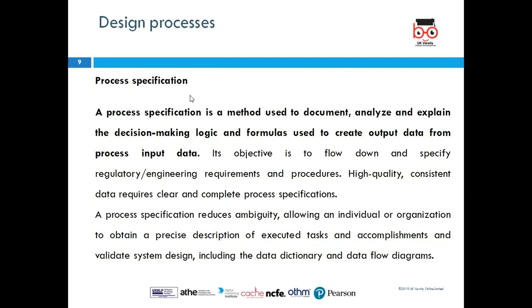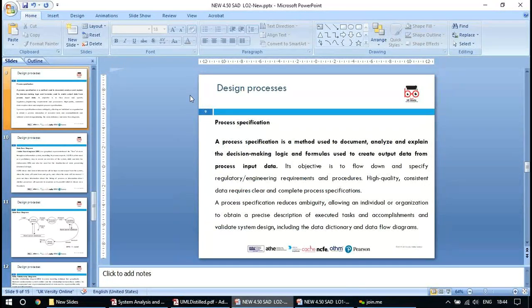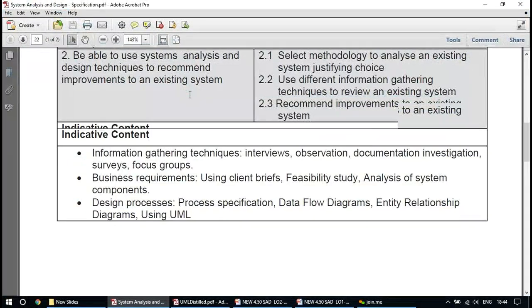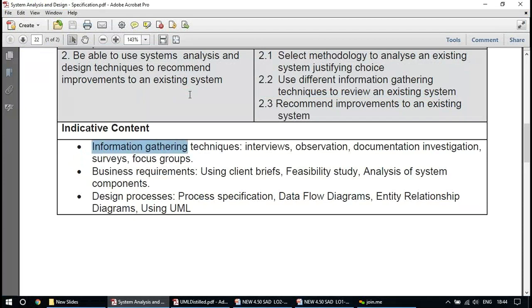Now next is the design process. So how you would be designing the project. Previously we discussed the information gathering using interviews, observation, documentation and investigation, surveys, focus groups, and then business requirements were discussed using the client briefs, what the clients really want. Then the feasibility study. And now we're going to discuss the design processes.